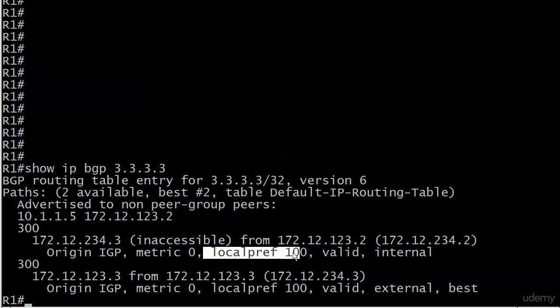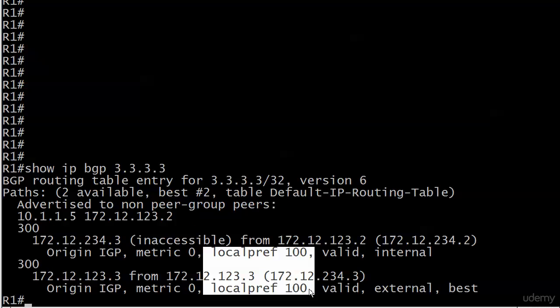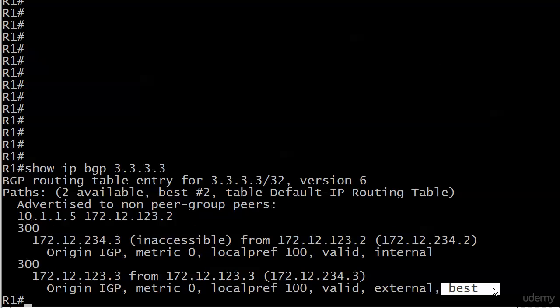Notice here the local pref for each one of these two paths is 100. Notice this one was marked as best. And why? Because of this. And this is why I love this command. This goes back to what we were talking about before about a router knowing where a next hop IP address is or not knowing where it is.